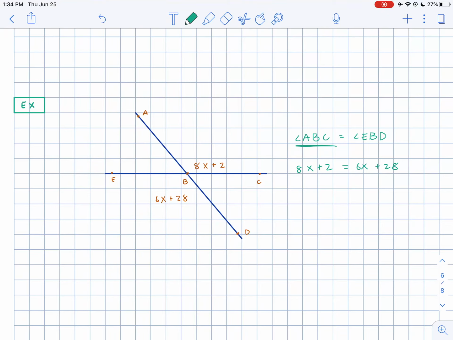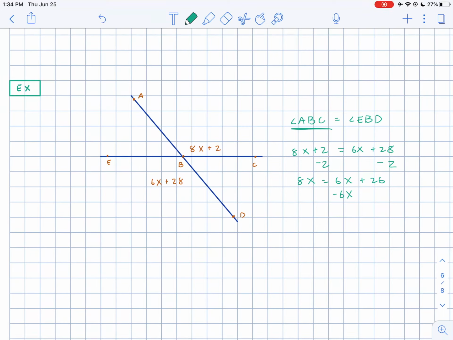Well, the only thing we don't know is the value of x. So let's solve for the value of x. How do we do that? We have to get it by itself. So let's subtract 2. So 8x equals 6x plus 26.